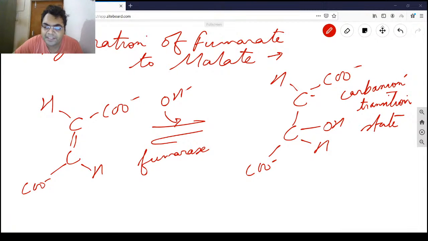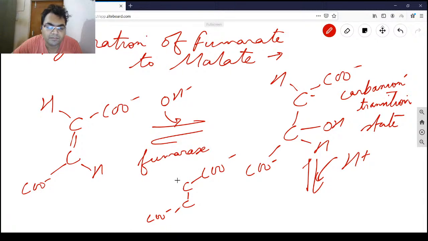What will happen is, now H plus will come in the next step, again catalyzed by the fumarase. Here also fumarase will catalyze this. H plus. Now what will happen is, we will be able to add H here. So draw the same molecule. Here H, here H, you are adding here OH, then add one H here.